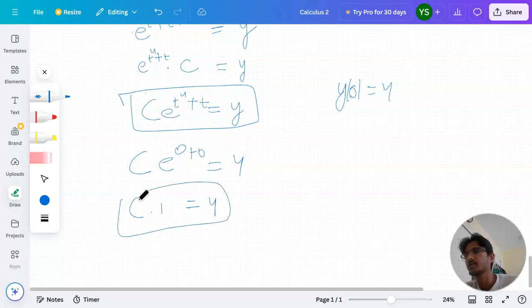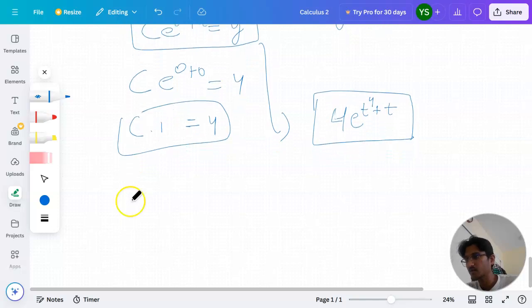Okay? So our particular solution, right? Our particular solution is going to be 4e to the t to the fourth plus t, guys. So that is our answer.